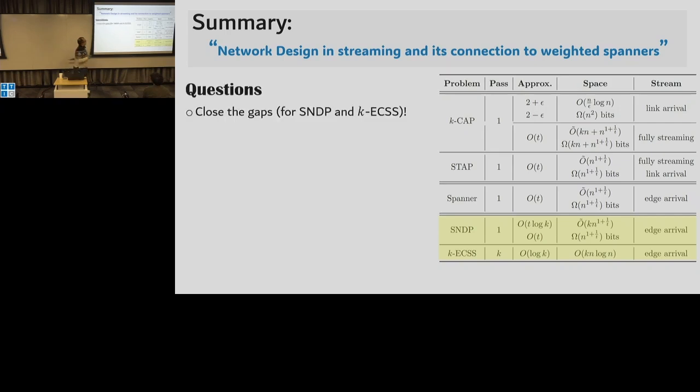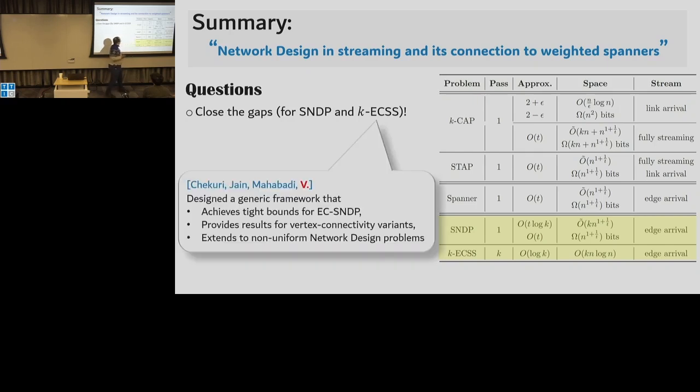One question, as I mentioned, and actually I mentioned it the last time I gave this talk in the summer, is whether you can close the gap for SNDP and KECSS. Since then, in work with Chekuri, Jain, and Sabita, we have come up with a generic framework that can be used to achieve tight bounds for ECSNDP, also providing results for vertex connectivity variants, and it could be extended to non-uniform network design. So it's kind of an interesting result. Hopefully it will be out soon.